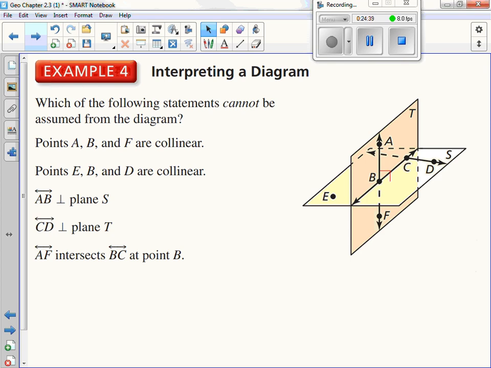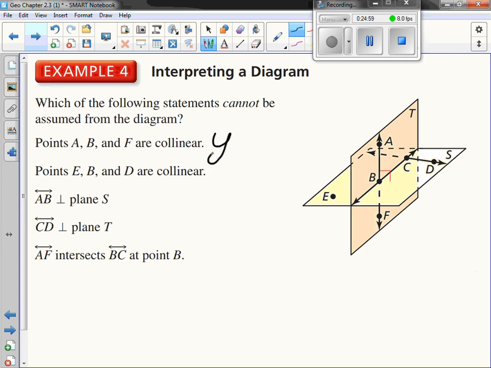But looking at this here, points A, B, and F are collinear. So in this diagram, where are A, B, and F? Are they collinear? The little dashes just mean we can't see it. It's just behind the plane. So what do you guys say? I'd say yes, because they do make a straight line, don't they?